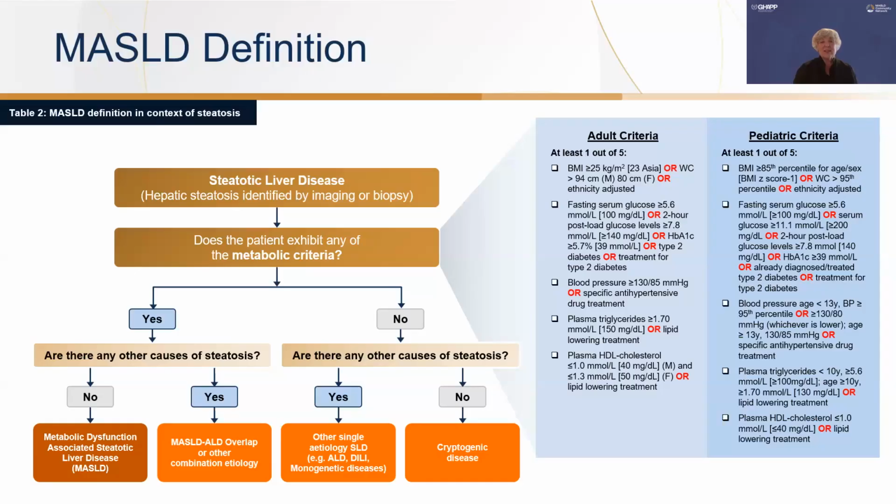And are there any other causes for steatosis that we have seen in our evaluation? And when we see no, we see that that is described as MASLD. When we look over at that yes column, we see that that may be a combination of alcoholic liver disease. And then when we see in that no column, are there any other causes for steatosis? Yes, maybe etiology such as monogenetic diseases or DILI. And then when we get way over to that bottom side, we see cryptogenic disease. Once again, that's sort of where we lie in that place of unknowing of exactly what caused that steatotic liver disease.